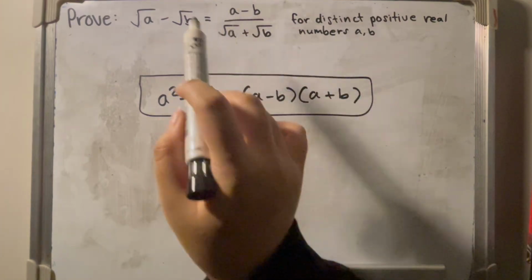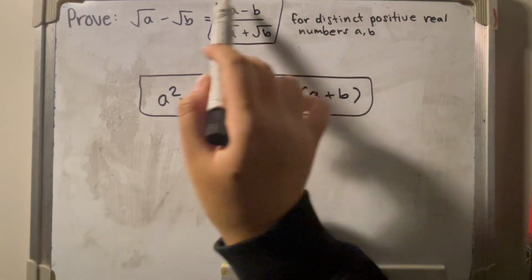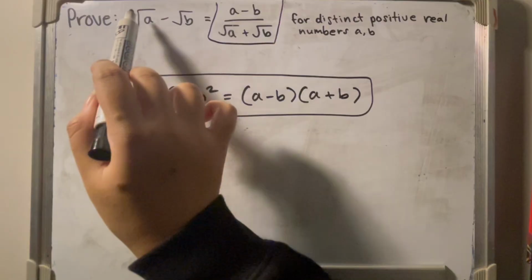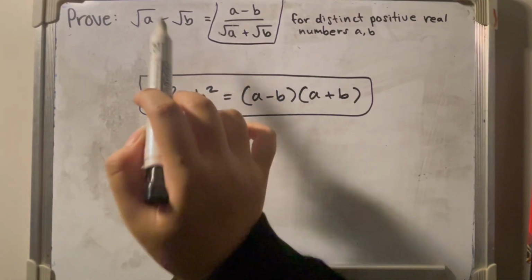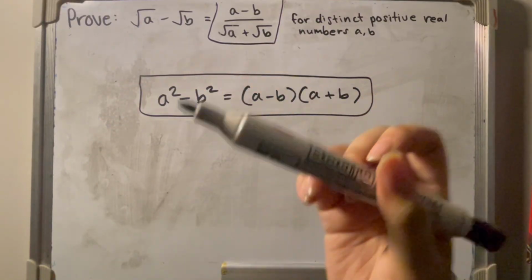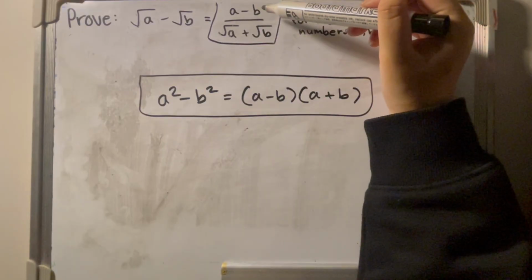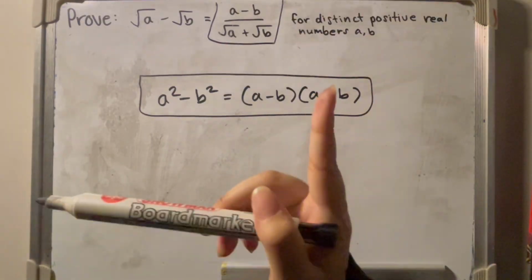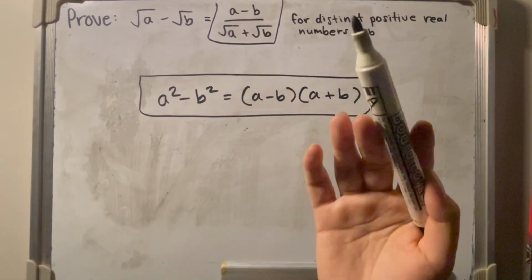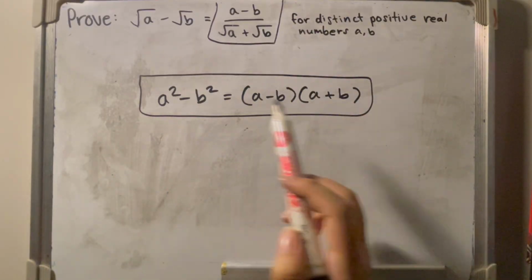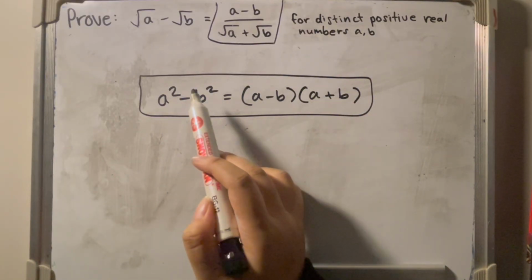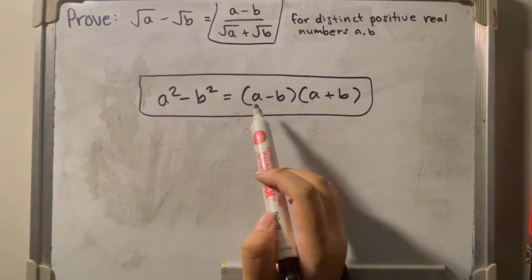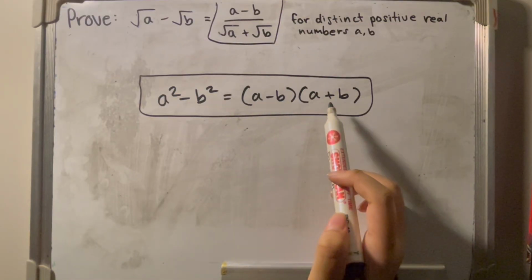So let's start with the right hand side in order to make this become the square root of a minus the square root of b. And then step number 2, we can look at the numerator, which is a minus b. If we remember our difference of two squares, we would know this identity over here, which is a squared minus b squared is equal to (a minus b) times (a plus b).